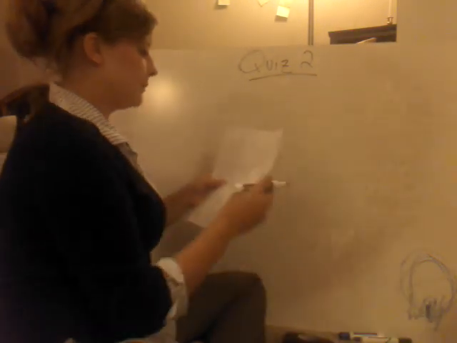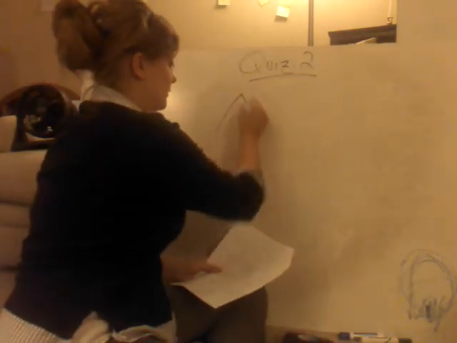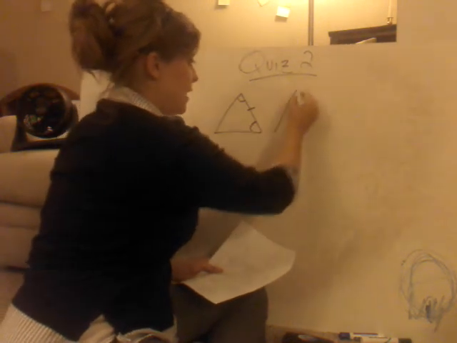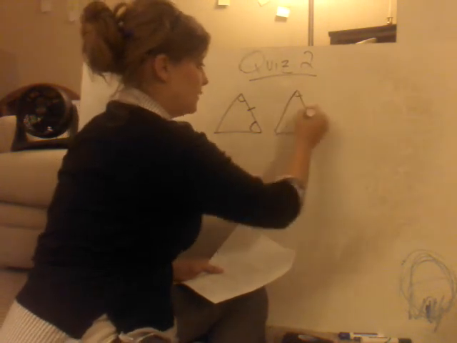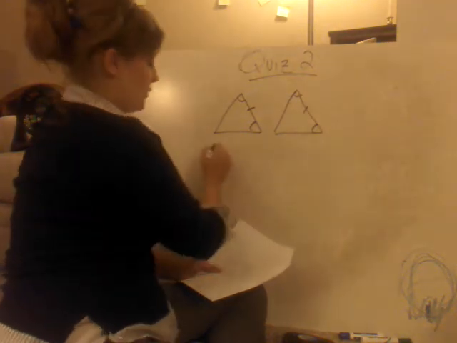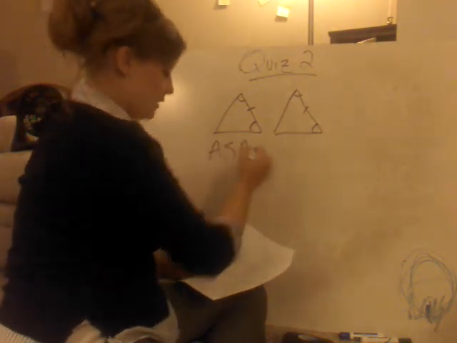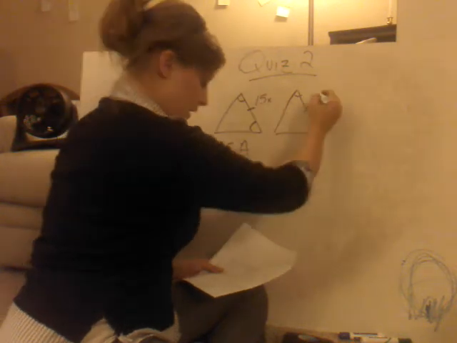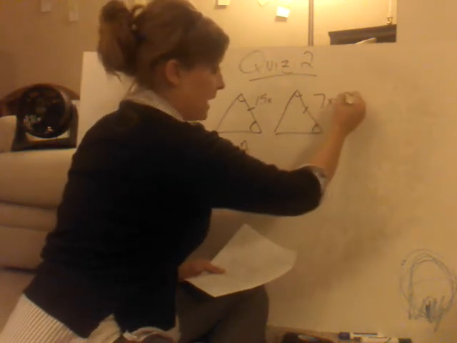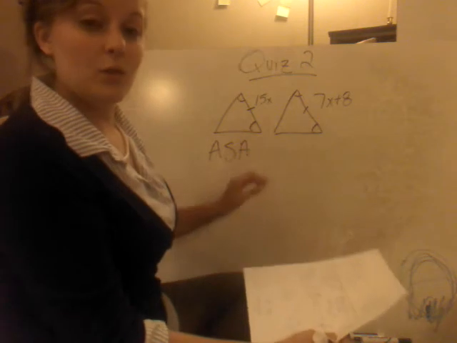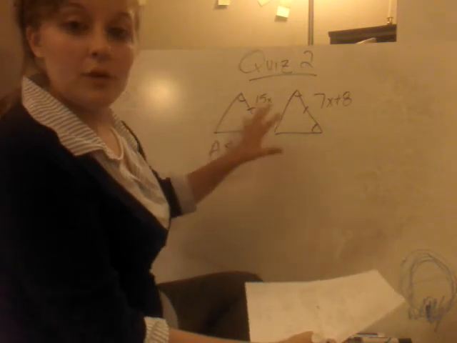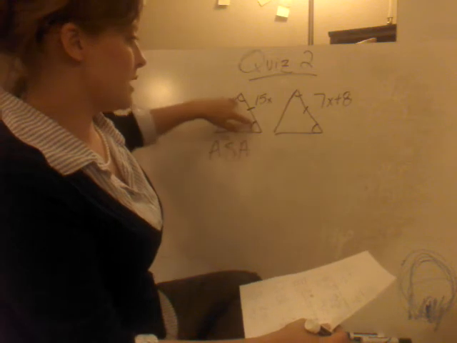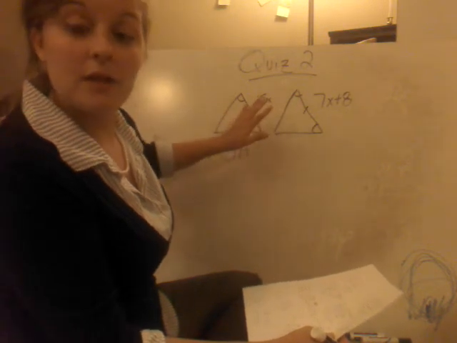Number 9, I had 2 triangles. I said this angle is the same, this side is the same on both of them. Angle, side, angle. And I told you that this side is 15x, and this side is 7x plus 8. I need you to realize that these two are congruent. They're the same. These little marks right here let you know these are the same.